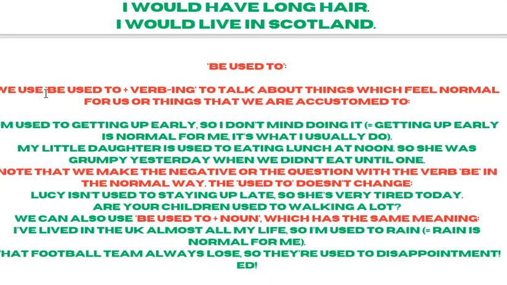And we use used to plus verb-ing to talk about things which feel normal for us or things that we are accustomed to. Accustomed means get used to, familiar with things. I am used to getting up early. So I don't mind doing it, because when you get used to something, that thing becomes easy for you to do all the time.